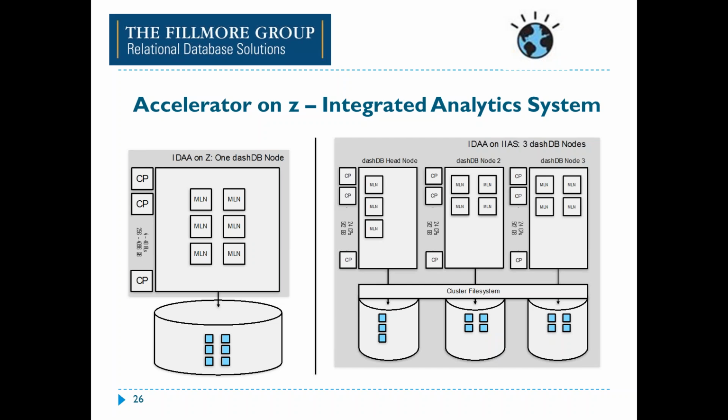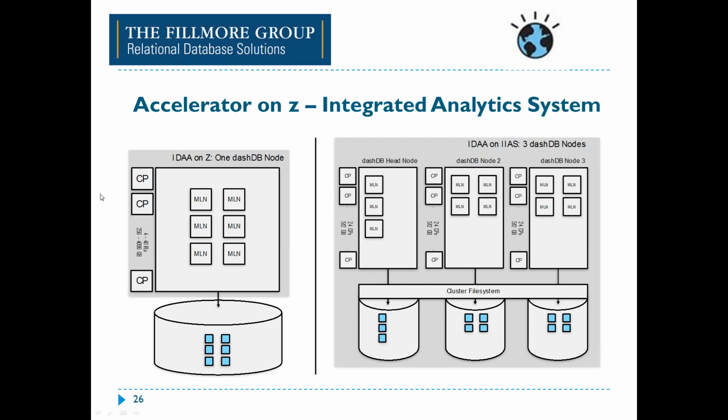So let's take a little bit deeper dive into what that looks like. This diagram is showing you that the IDAA on IIAS has three Db2 nodes. This is an older slide, but it was a good illustration. It's just a different name for Db2 for LUW that we were talking about before. So when I talked about the data partitioning feature, what you're seeing here is a 3-node DPF, three different partitions that will each store one third of the data on the disk drives that you see down here.